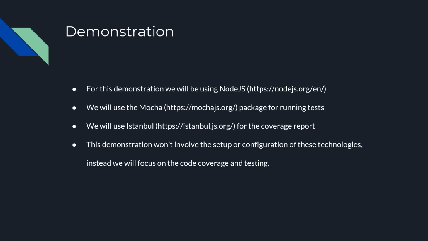So let's jump into the demonstration. For our demonstration today, we're going to have a real sample code module that we're going to write some unit tests for, and we're going to run a code coverage report on to see how well our unit tests fared. The programming language we'll be using is JavaScript with Node. We're going to be using the Node package Mocha for running our unit tests, and the package Istanbul for generating our code coverage reports. We're not going to go over how to set up our little environment and installing all of these things, but we will jump into the code.